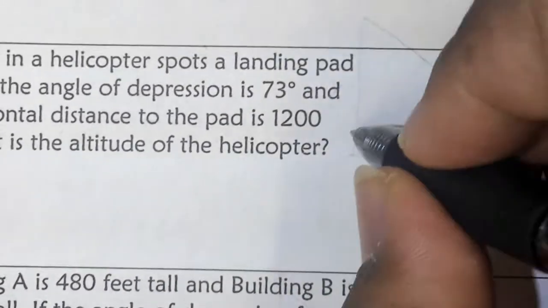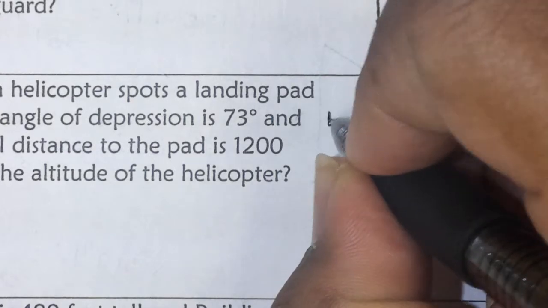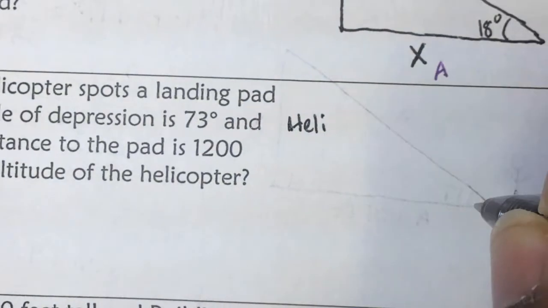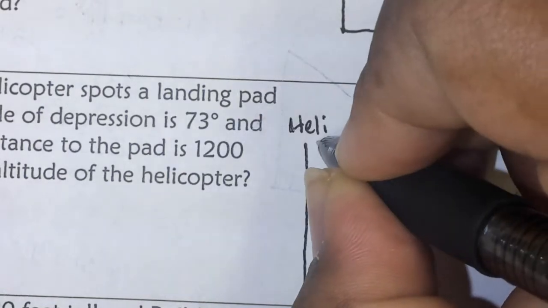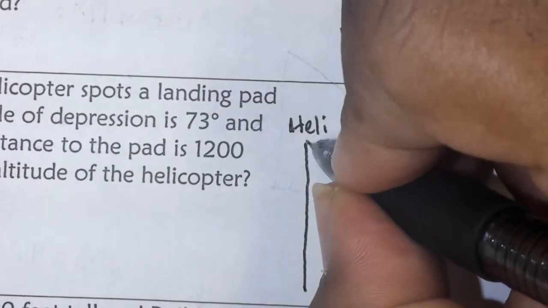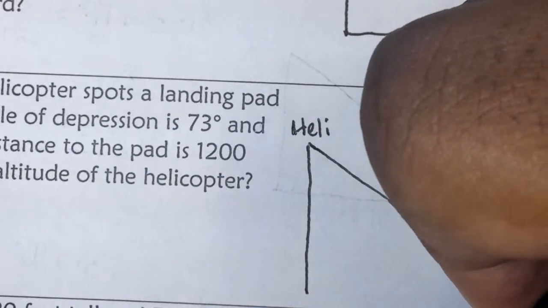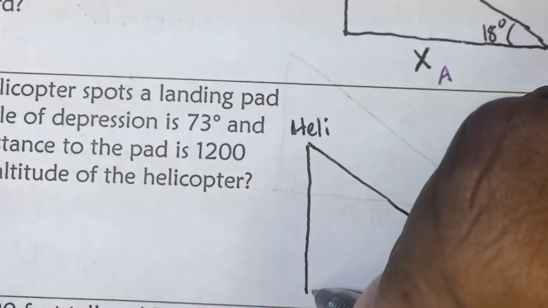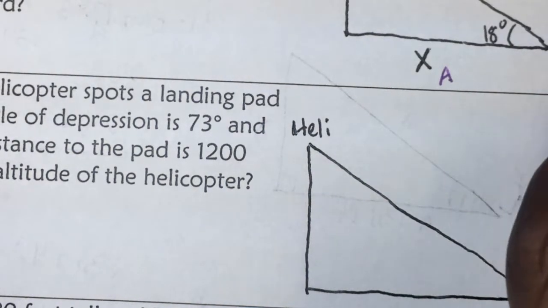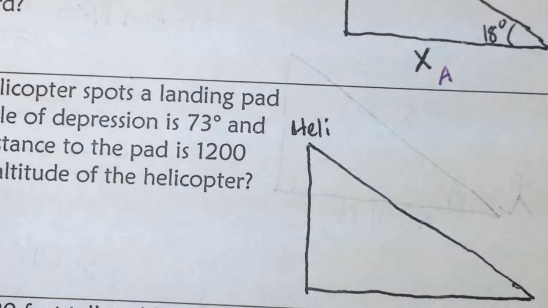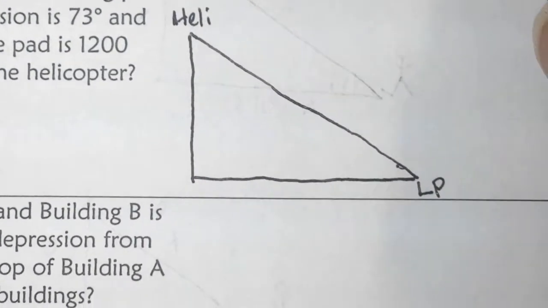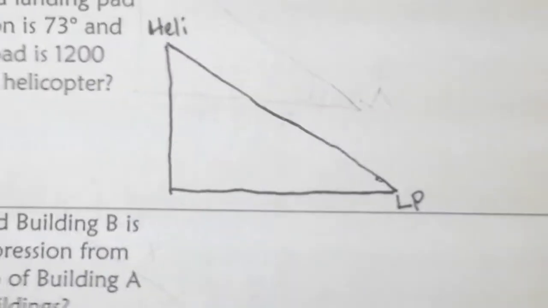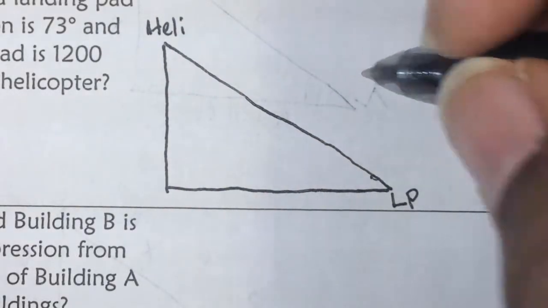Okay, I'm going to draw a scenario out. You can help me label. So we got a helicopter. It's looking down at a landing pad that it's going to land on. It's the landing pad here.